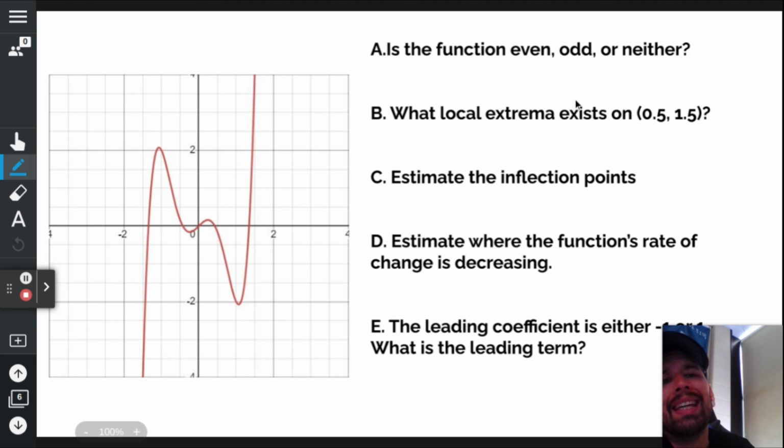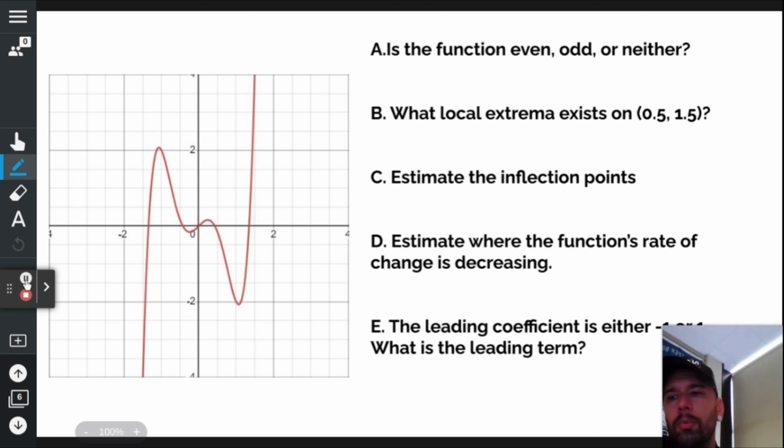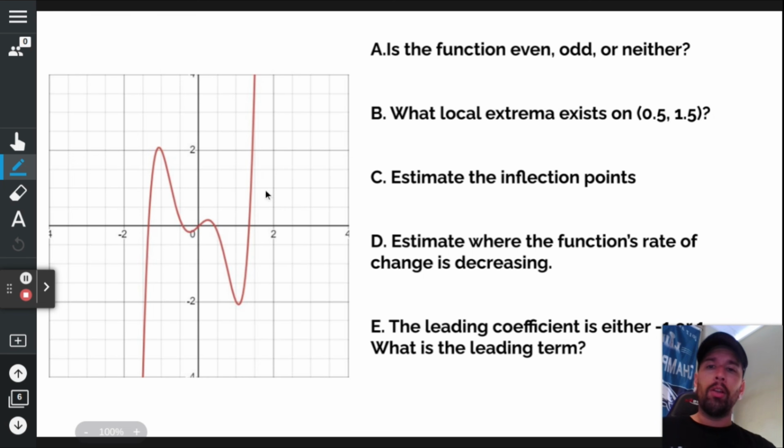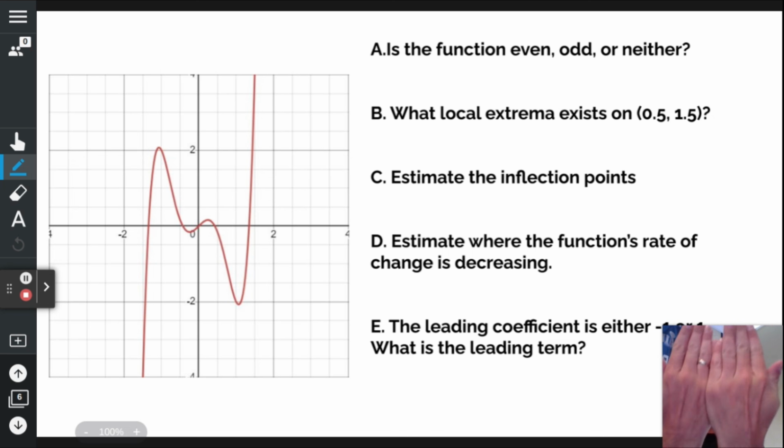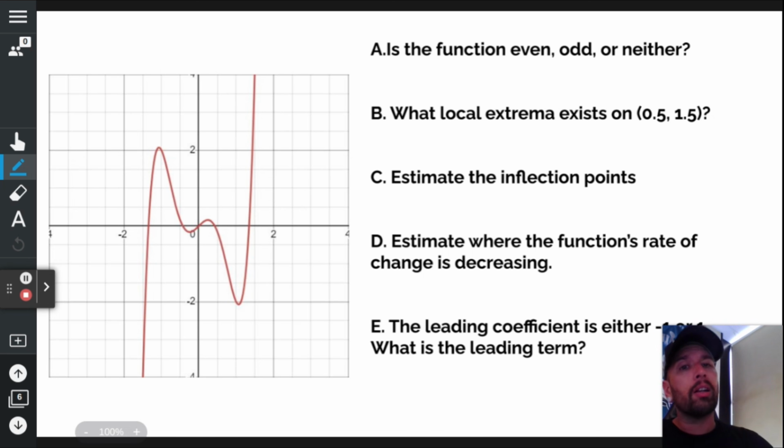Is the function even, odd, or neither? Now, what an even function means is the picture that I have on the right side. If I were to take that and fold it over, do I get the same exact mirror image on the left side? Clearly, I don't.